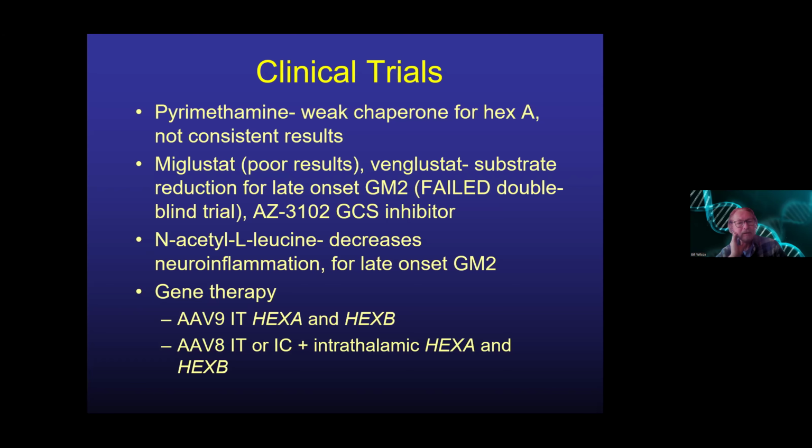And then there's gene therapies that are kind of early. There are not a lot of patients that have been done yet. So I'd say we still got a long ways to go on GM2. The Venglustat trial was a disappointment.